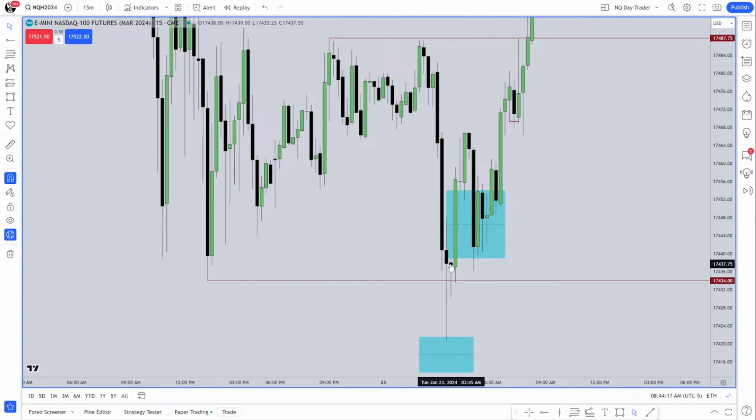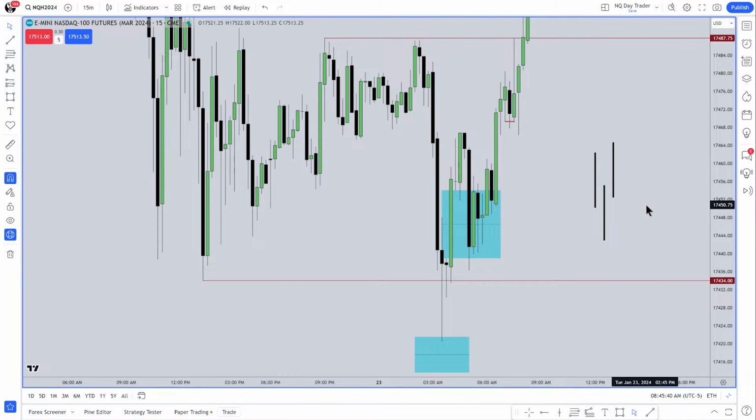You wait for the next candle. Does it create a swing low? Yes. That's also part of Power of 3.